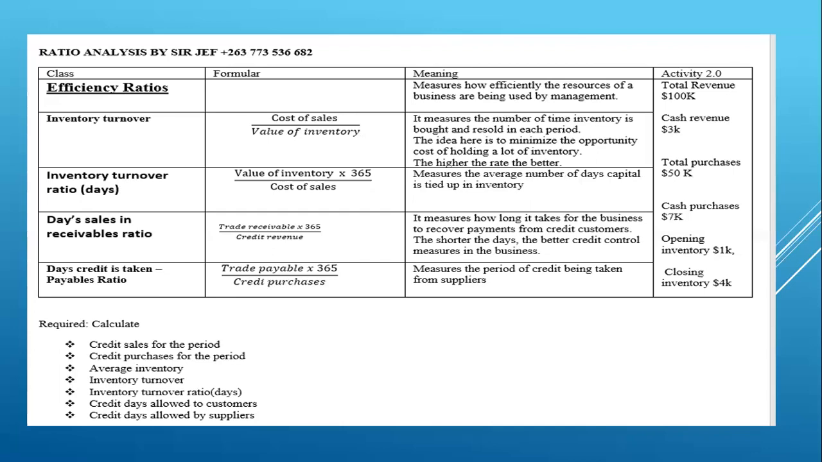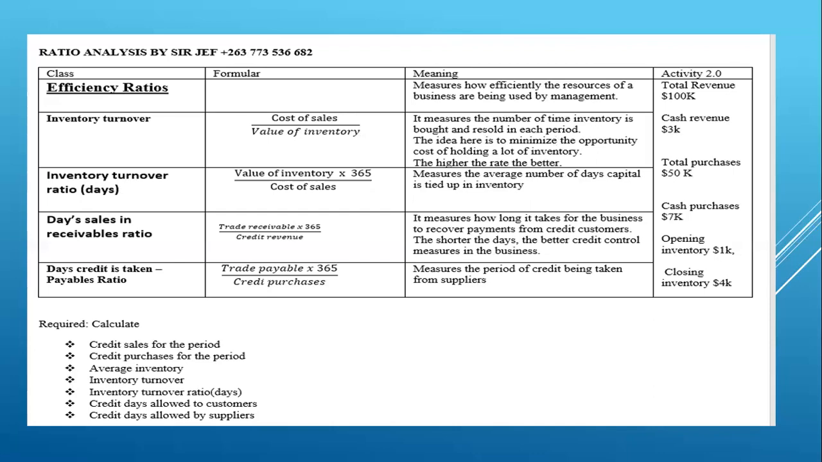Okay, but how do you measure the efficiency? You can calculate these four ratios that we have. The first one, you can calculate what we call the inventory turnover. How do you calculate the inventory turnover? The inventory turnover is equal to cost of sales over value of inventory, right? This ratio is measured in times. It measures the number of times inventory is bought and resold in each period. So it means how many times have you bought the inventory and then sold it?